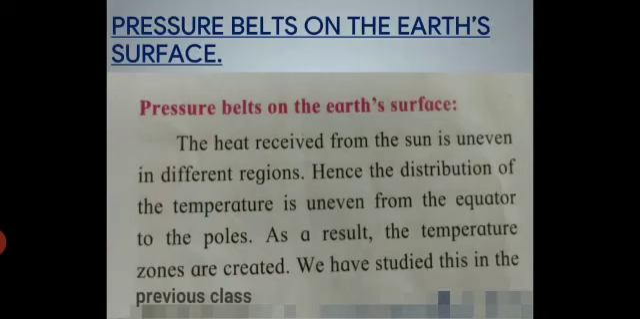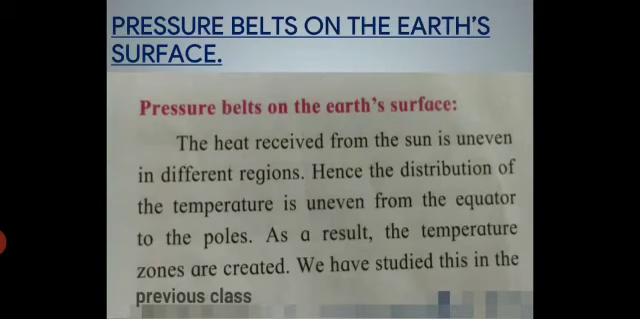Moving on to the pressure belts on the Earth's surface. The heat received from the sun is uneven in different regions. Hence, the distribution of the temperature is uneven from the equator to the poles. As a result, the temperature zones are created. We have studied this in the previous class.